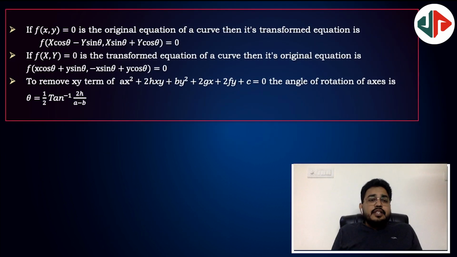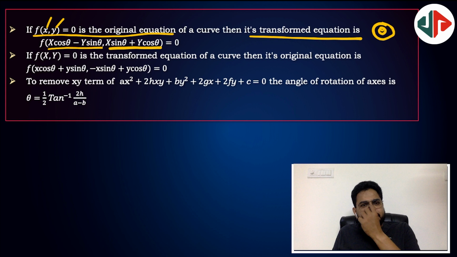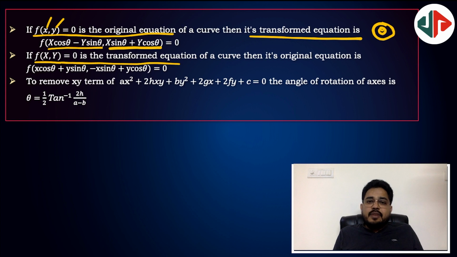Now, if f of x, y is the original equation of a curve, then it is transformed when it is rotated through an angle of theta. So what is this? Small x is equal to capital X cos theta minus capital Y sin theta. Small y is equal to capital X sin theta plus capital Y cos theta. Okay. And if f of capital X comma capital Y is the transformed equation, then the original equation is this one. Because capital X is equal to small x cos theta plus small y sin theta, capital Y is equal to minus x sin theta plus y cos theta.